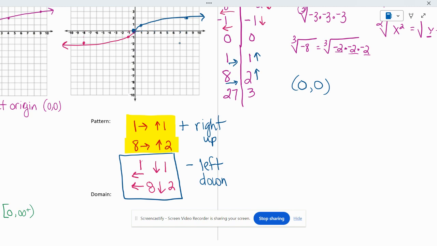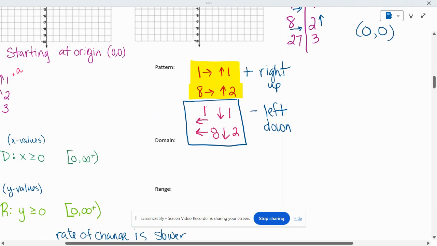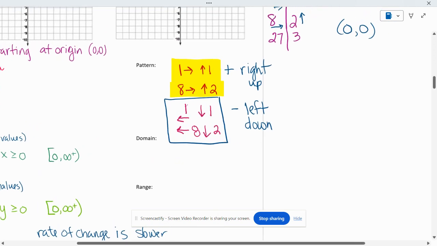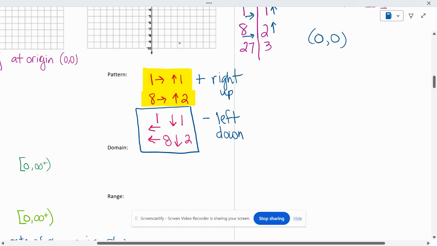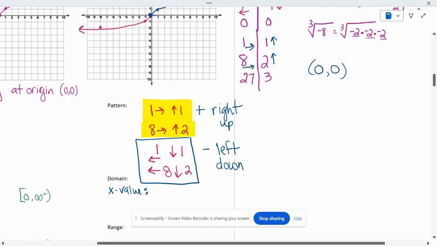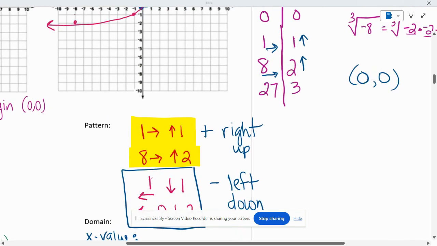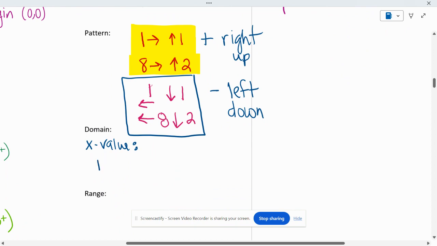Okay. So let's talk about the domain. Tell me what the domain stands for. We said it yesterday when I did my notes really neatly. All your x values, right? So if you look at your graph, what are the x values that are in your graph? So all the negative numbers and all the positive numbers, right? How do we say that? All real numbers. D, and then I can just do this. Real numbers. All real numbers.